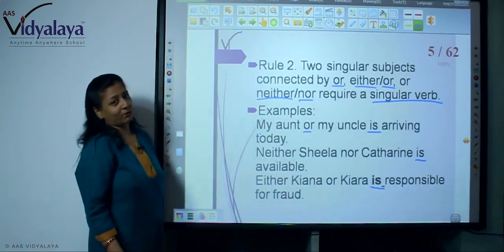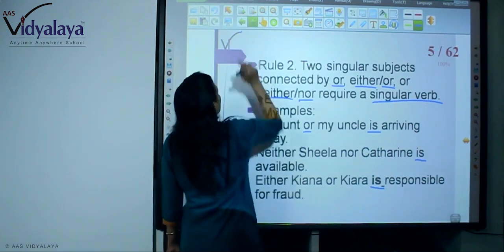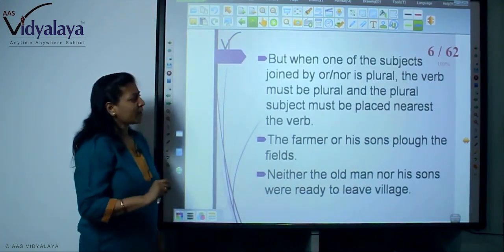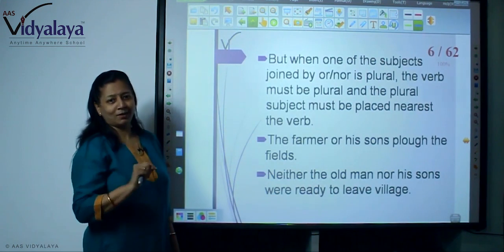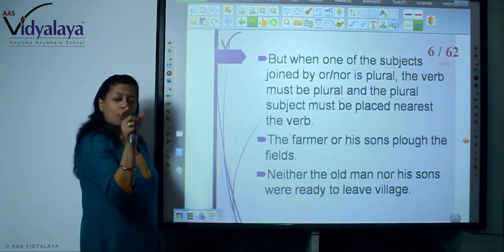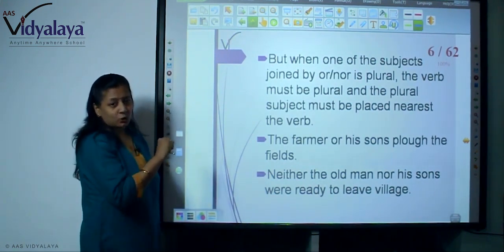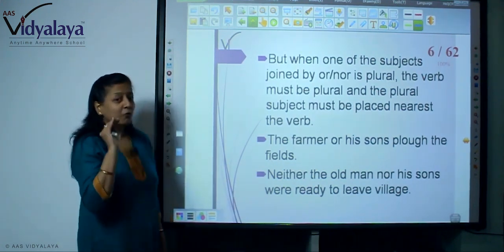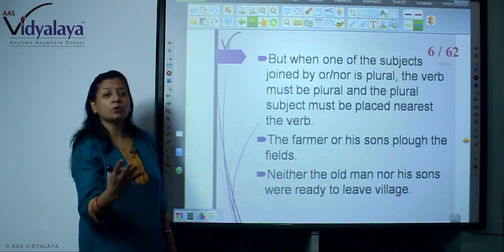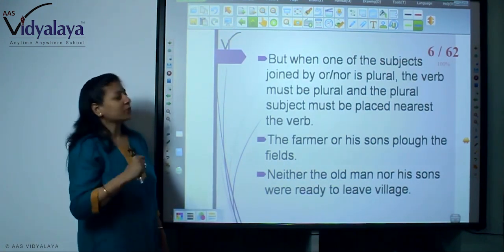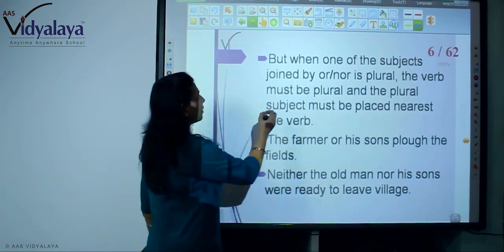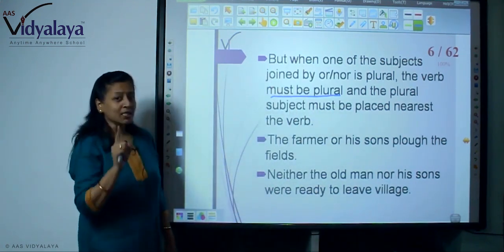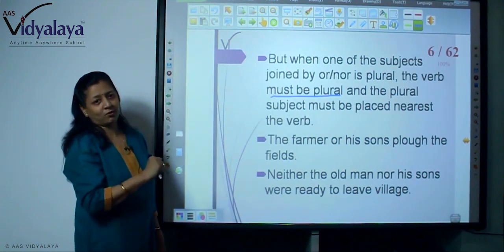Understood? Hope you have understood the rule. Now, when one of the subjects joined by or, nor is plural, what? Suppose in the earlier slide you have seen both the proper nouns, they are singular. But if one of the subjects is plural, then what will happen? Then the verb must be plural and the plural subject must be placed nearest the verb.